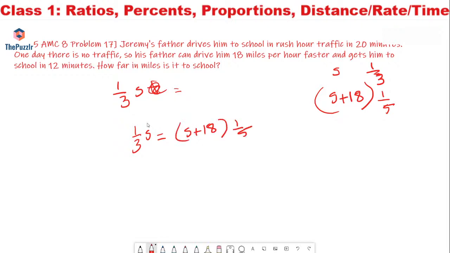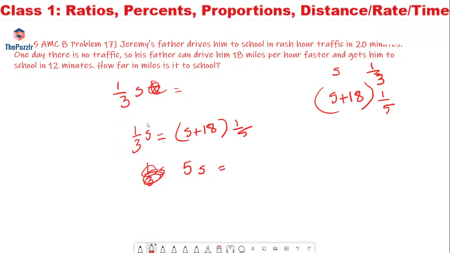And we can figure out the value of S from here. Okay, so we have 1/3 S. Let's multiply both sides by 5 and 3, right? That way all fractions cancel out. So we're left with 5S. So that's supposed to be the variable S. Don't think that it's the number S, the number 5.